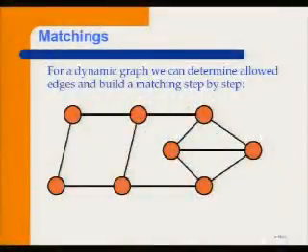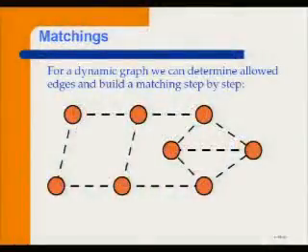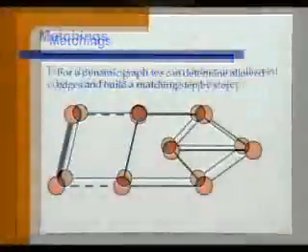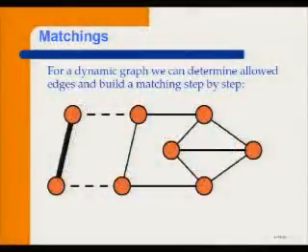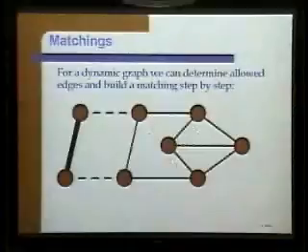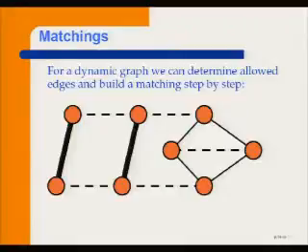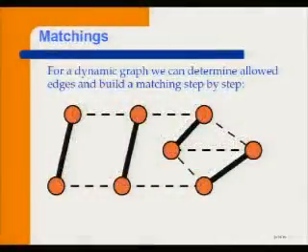So we have the graph. In this graph, all edges are allowed, so we take the first one. Some edges no longer remain allowed, so we take again one of the allowed edges. Then again, some edges may become unallowed, and we take another one, and we finish with the perfect matching in this graph.